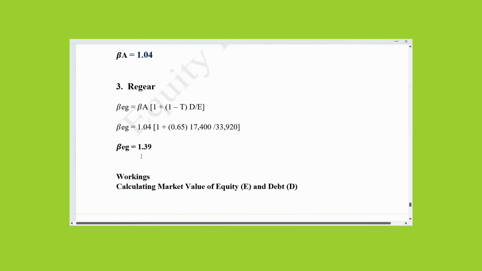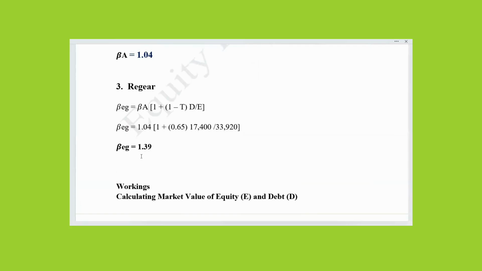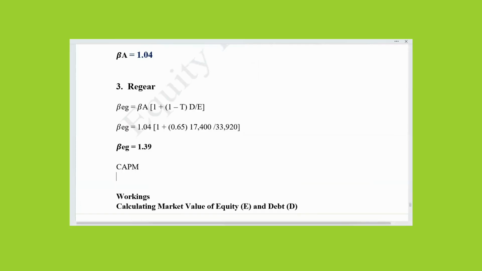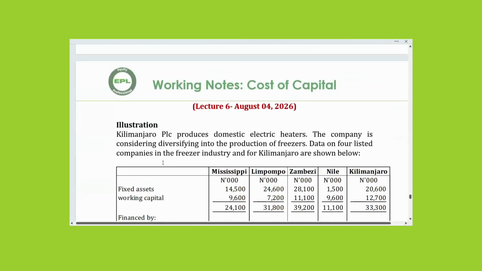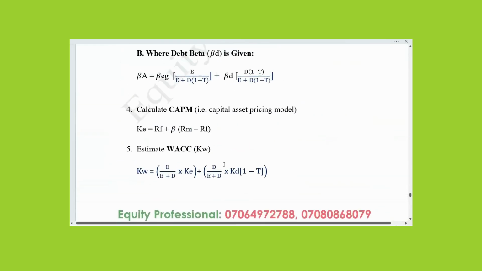Now that we have calculated step 3, we then move to step 4. Step 4 says we should calculate cost of equity using the capital asset pricing model. So how do you calculate CAPM? Let's copy the formula. CAPM is risk-free rate of return plus beta multiplied by market risk premium.